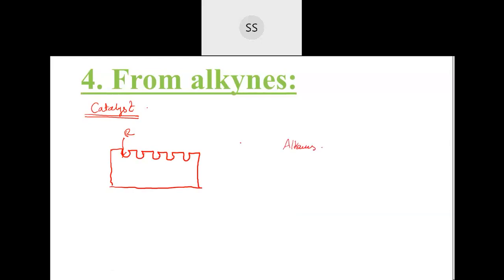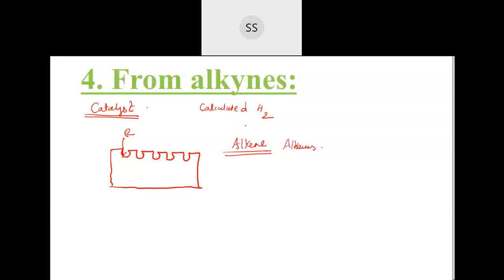So if you want to stop at alkene, if you want to stop in between, then what you have to do is, first thing, you should take very limited amount of hydrogen. You should take calculated amount of hydrogen. You should not add more, so that there is no chance that they get converted to alkanes. In between only you are trying to stop them. So provide very limited, calculated hydrogen. So we call this partial reduction. This is called partial reduction of alkynes.